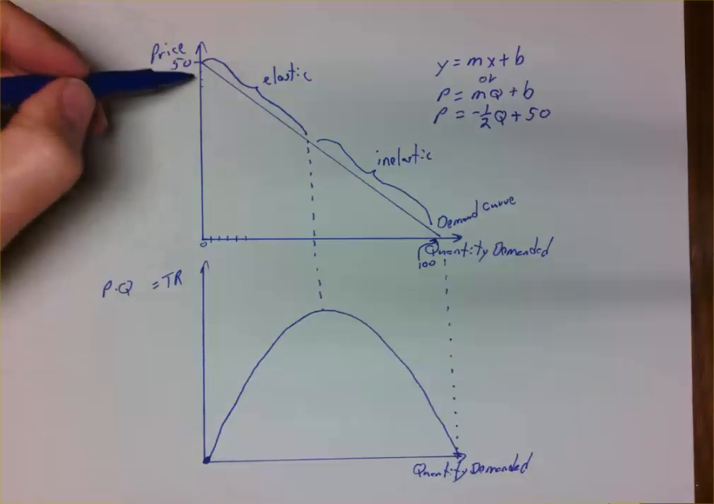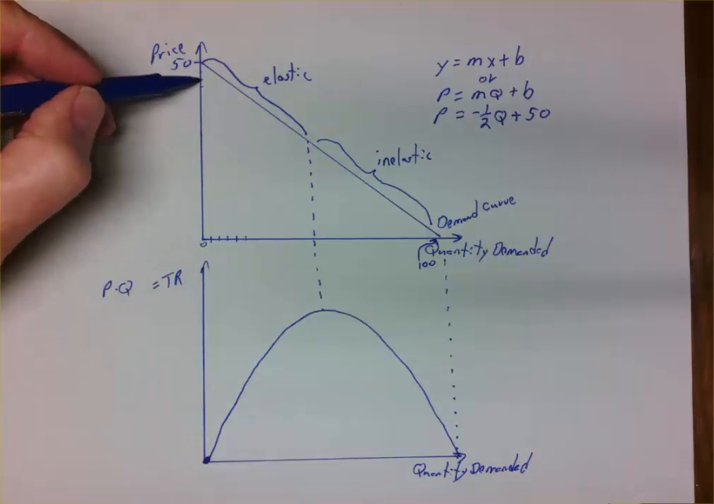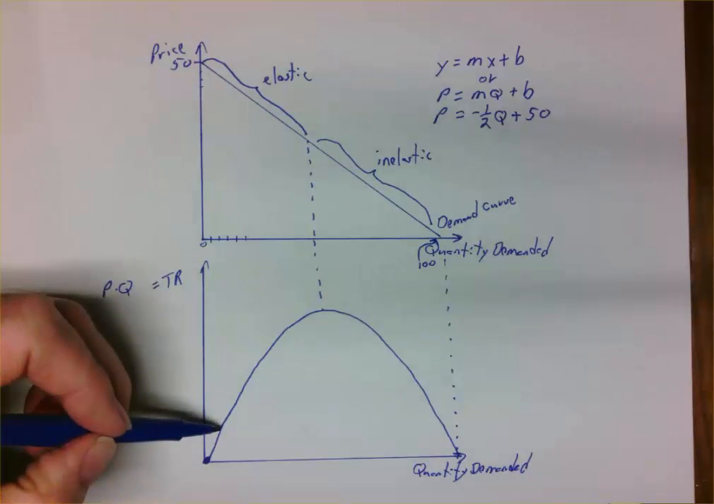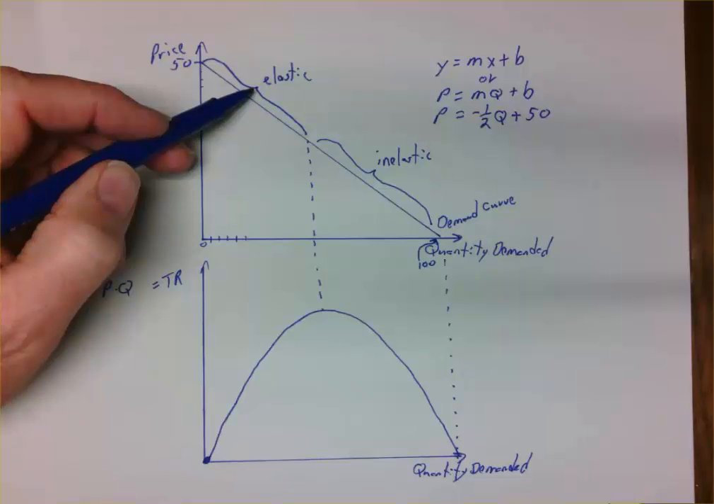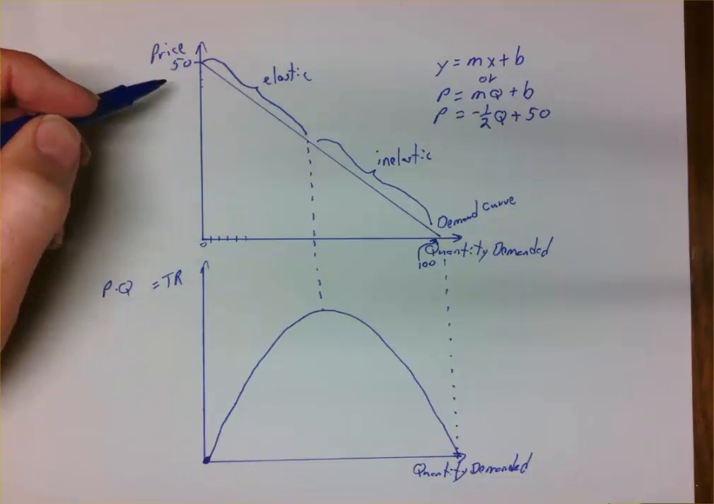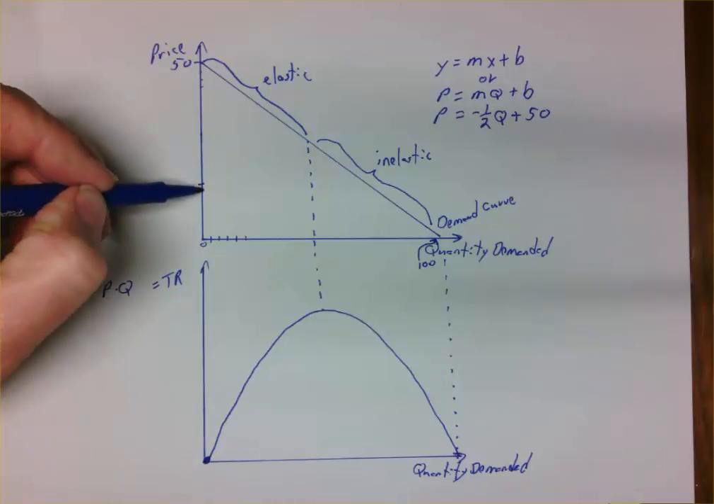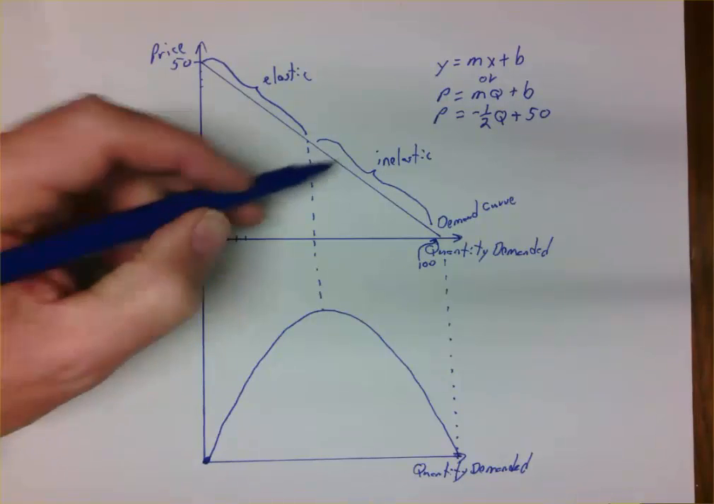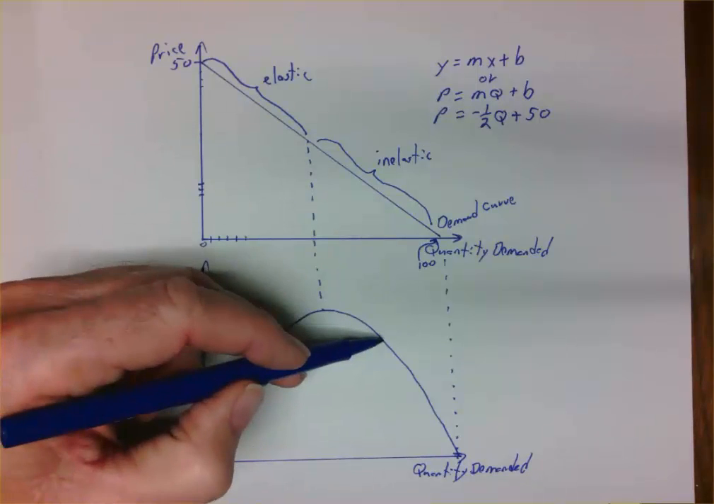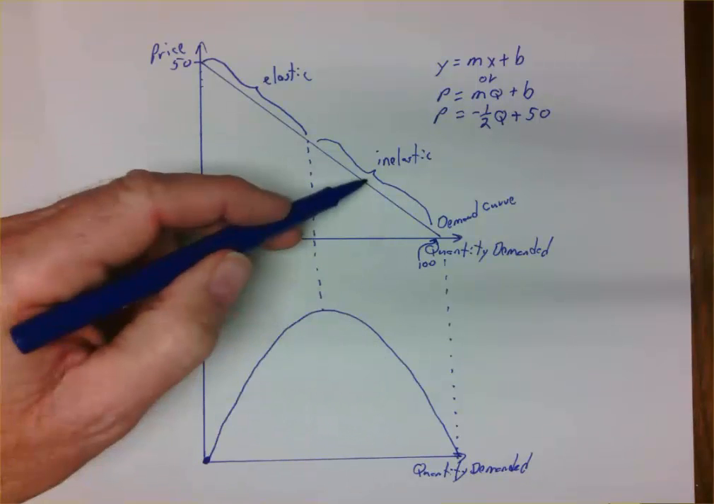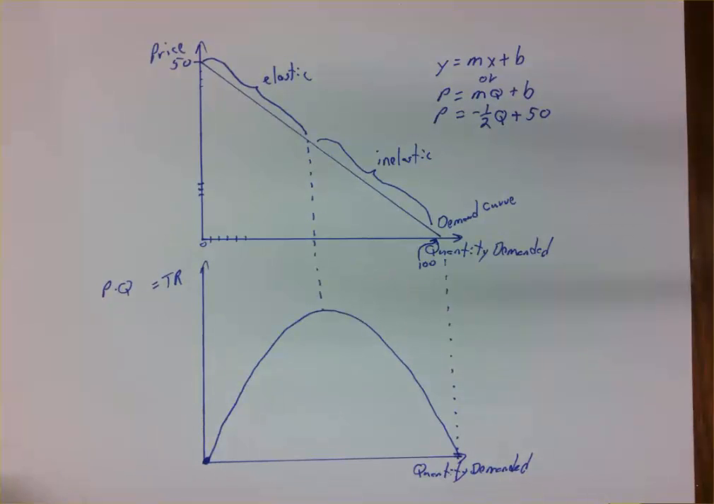If when the price goes down, say from 49 to 48, and total revenue increases, which it would do there, then you must have been in the elastic part of the demand curve. On the other hand, if when the price goes down, imagine you were down here somewhere and the price went down, so you're over here on the demand curve, total revenue over there is going down, therefore you must have been in the inelastic portion of the demand curve.